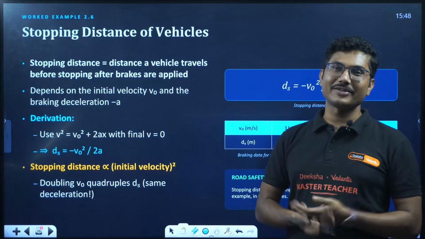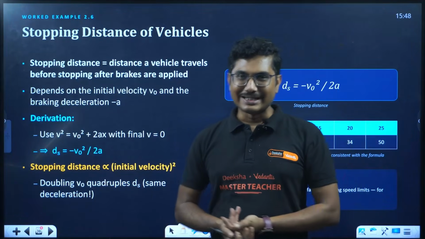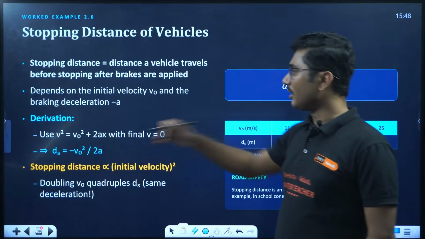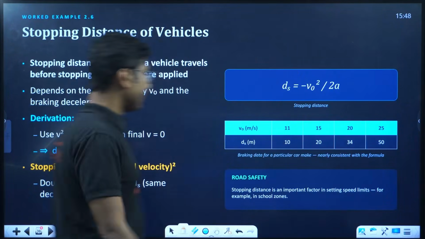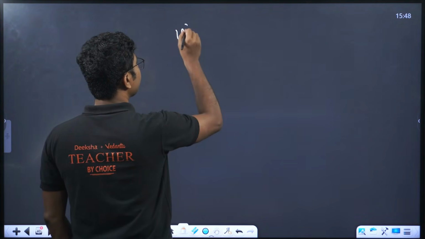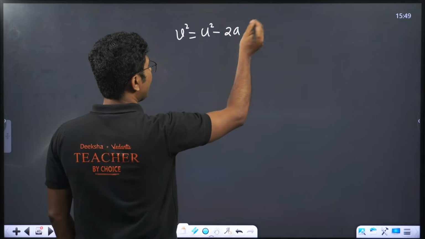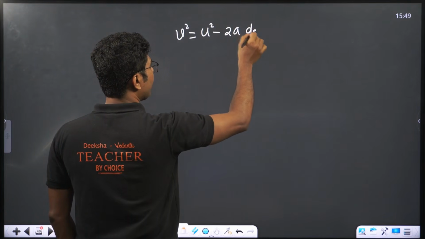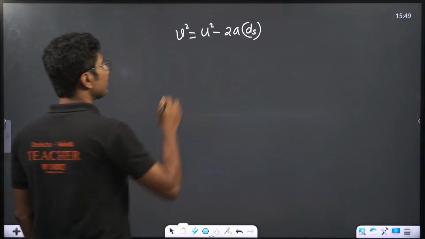So decreasing velocity means acceleration in the opposite direction, which is called deceleration. Okay, so derivation: v square is equal to v naught square plus 2ax, or say v square equals u square minus 2a d stop. Okay, so we are trying to find this d stop.